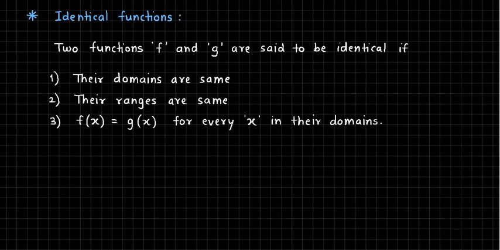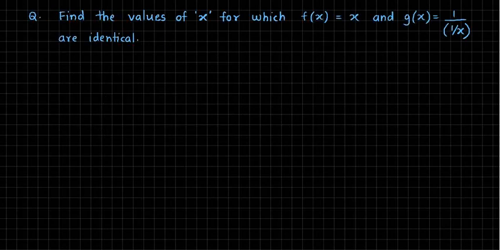Now let us solve one simple example based on this so that we understand this concept. Find the values of x for which the function f of x given by x and the function g of x given by 1 upon x are identical. Now here nothing is mentioned about the domain and range, so let us assume that we are talking about the real numbers as the reference set.